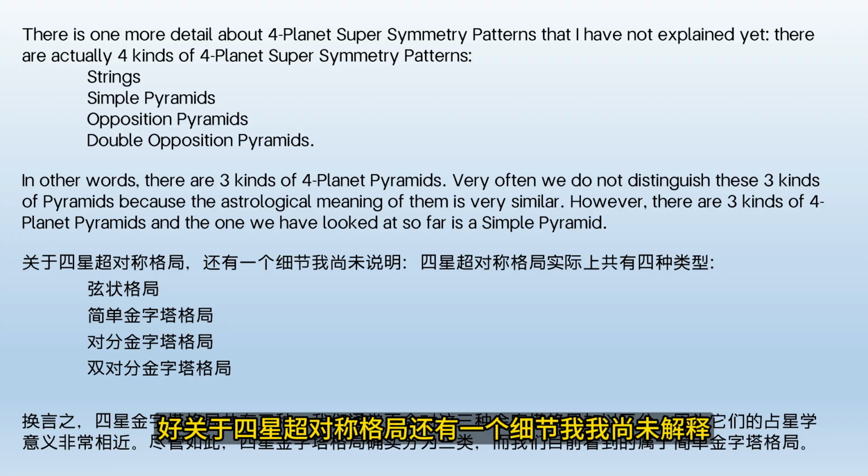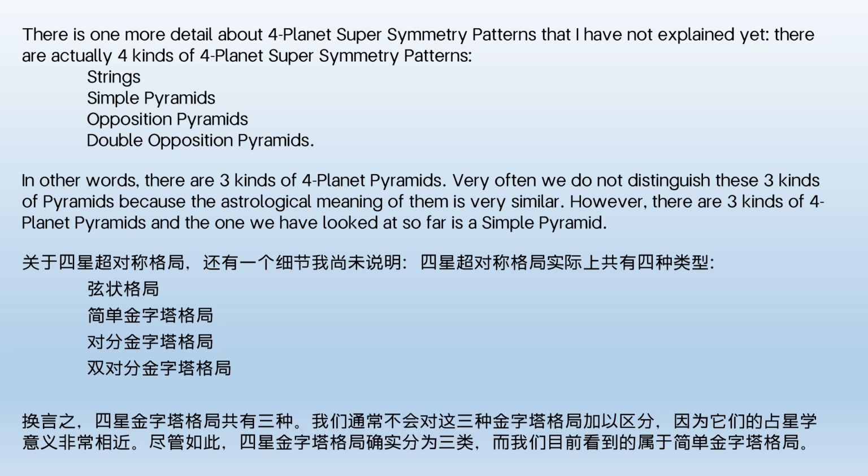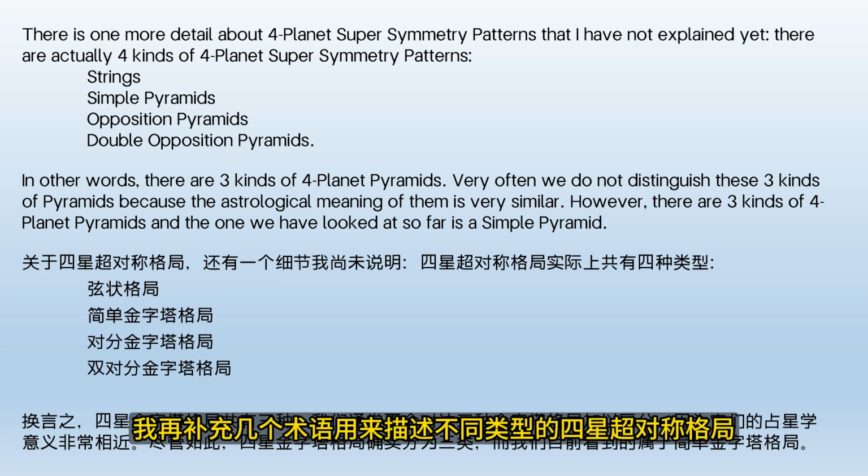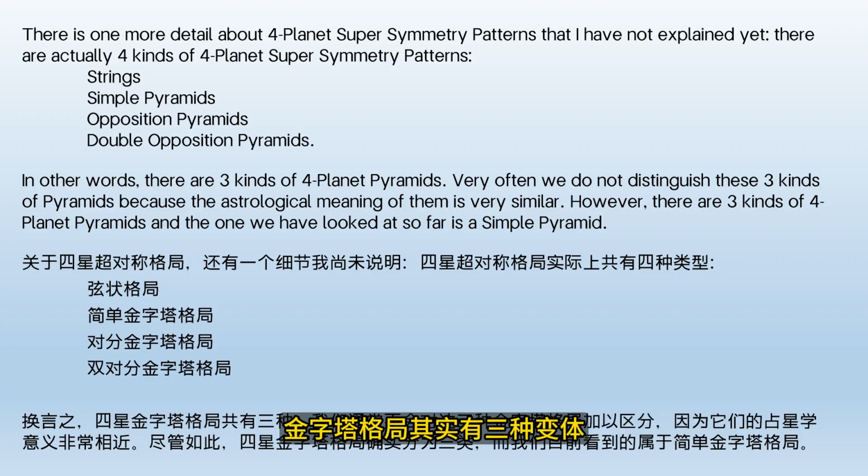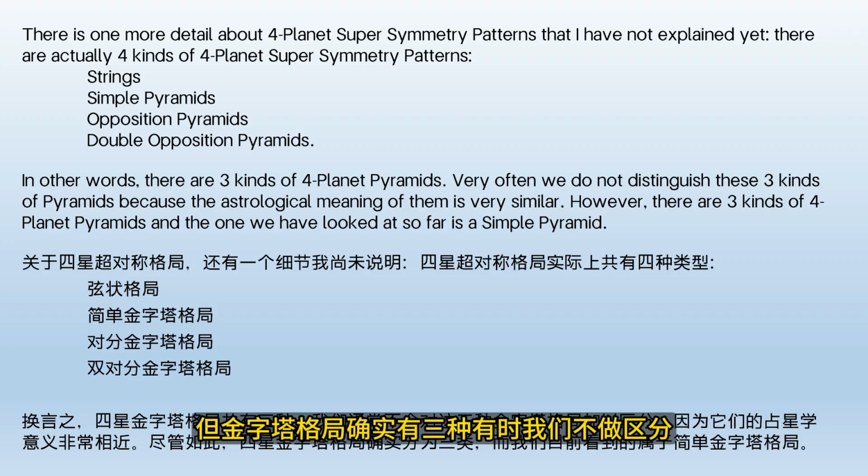there is one more detail about 4-planet supersymmetry patterns that I have not explained yet. There are actually 4 kinds of supersymmetry patterns. Okay, let me introduce just a little bit more terminology that's needed to describe the different kinds of 4-planet supersymmetry patterns. There are actually 3 variations of pyramids. String, there's no variations. A string is a string is a string. Very simple. But there are actually 3 variations of pyramids.